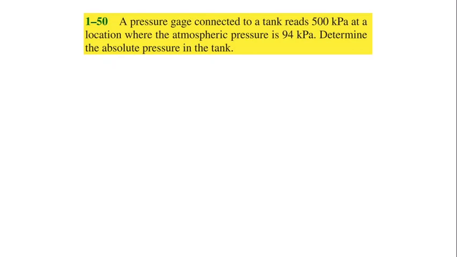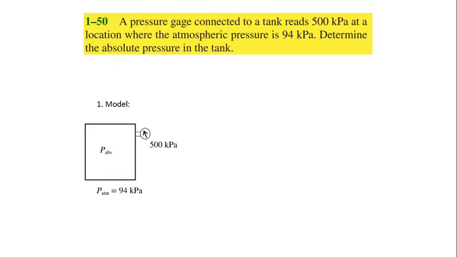Again, we need to look at our model. So this is our model. We have a tank, and this tank is connected to a pressure gauge, and this type of gauge is usually referred to as the Bourdon gauge. If a Bourdon gauge is being used, this is taken as P gauge. And then it can be seen that this tank is located where the atmospheric pressure is 95 kPa. And this is a positive value of P gauge, meaning that the absolute pressure inside here is greater than the atmospheric pressure.